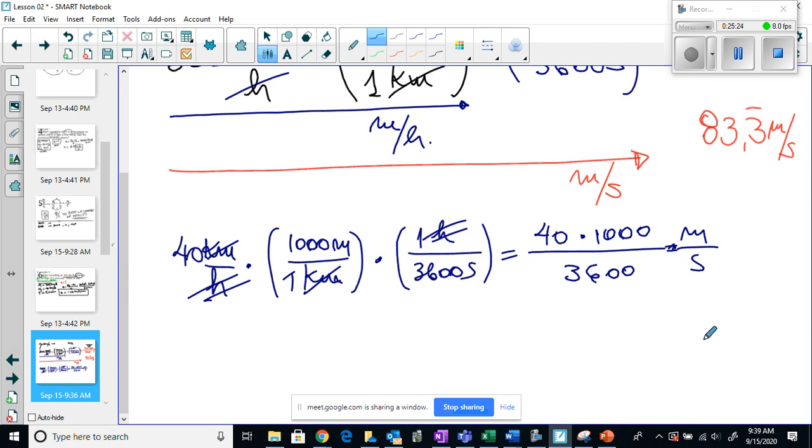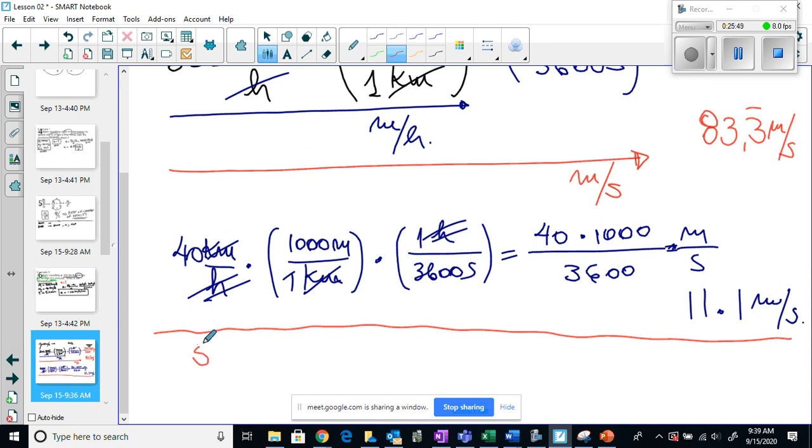And the final answer will be 11.1. Is it 1 repeated, I believe? Meters per second. Good. And then the last one will be converting minutes into seconds. So we have 5 minutes, and then we multiply 1 minute in the bottom over 60 seconds in the top. So minutes and minutes are canceled out. 5 times 60 is equal to 300 seconds. Now that we have everything in meters per second and seconds, we can calculate the acceleration.